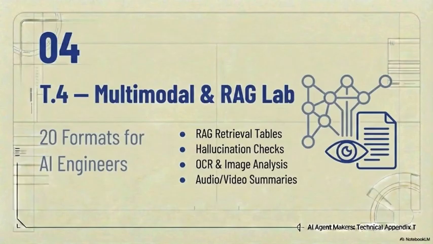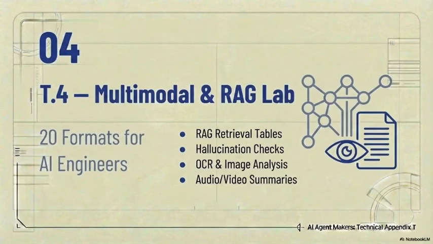Okay, now let's get to the RAG verification engine. This is the true core of AI trustworthiness, and it's designed to combat that notorious problem of hallucination. This is probably the most vital application of structured output today, and it starts with the RAG retrieval table. This format is pure transparency. It demands three things: chunk ID, relevance, and text.